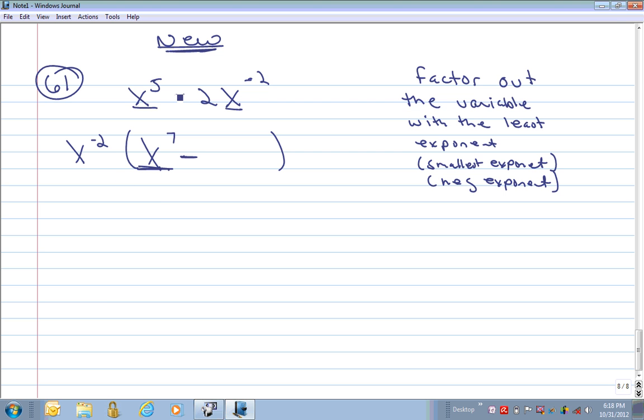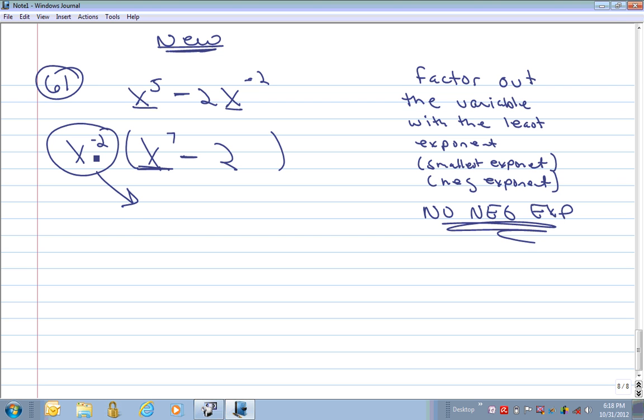And then we're going to subtract, because this is subtraction. We're going to need a 2, and that's all we need because we have x to the negative 2, and 2 would get that. The last step, though, is we want no negative exponents. So we're going to take this x to the negative 2 and we're going to move it downstairs, and it will change our exponent to positive. So our final answer here would be x to the 7th minus 2 over x to the positive 2. That would be our final answer.